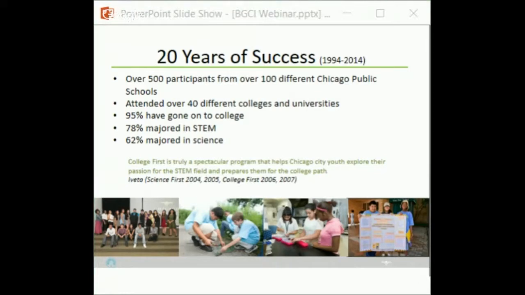So the other thing I want to emphasize is that this doesn't happen overnight. College First, the first program we launched as part of the Continuum, had its 20th anniversary in 2014. And so we've had a lot of time to build this program. When the program started, we worked with 3 schools, we worked with 9 students every other year. And so it's that slow and steady building of a program and working to engage an audience that is really important.